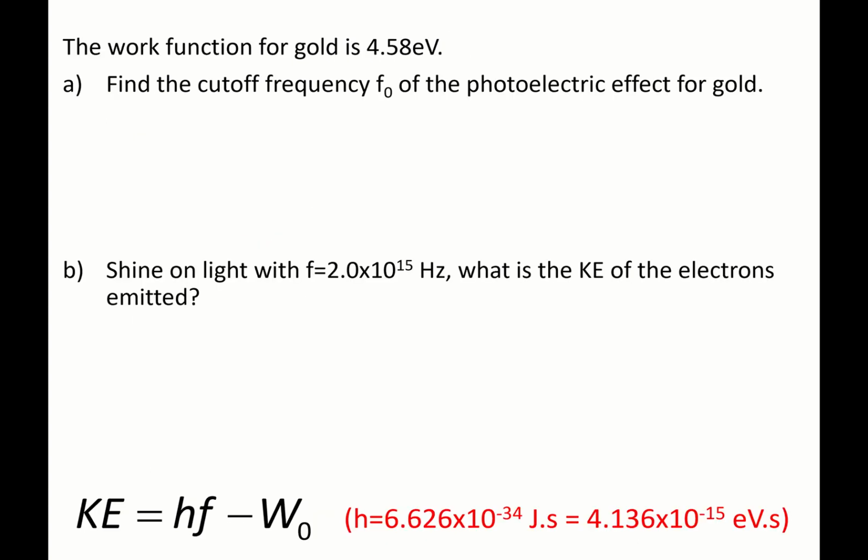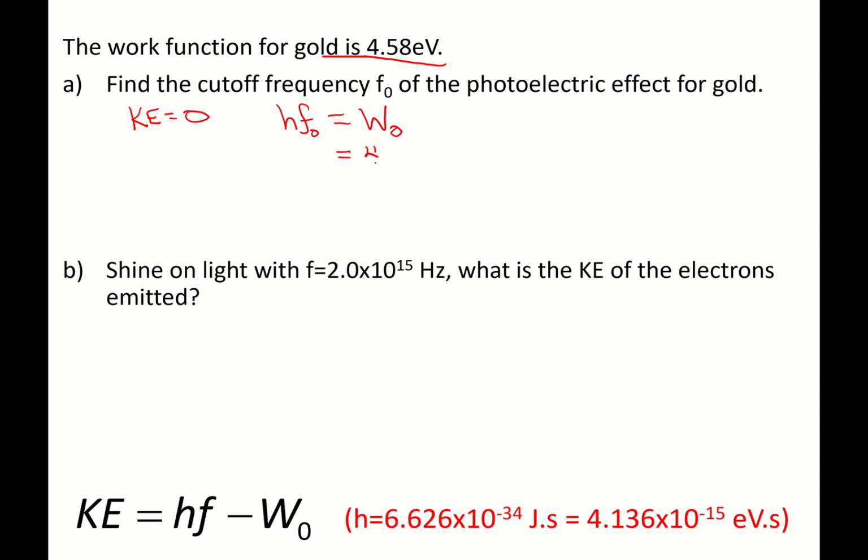So let's do some calculations. The work function for gold is 4.58 electron volts. So that's how much energy it's going to take to pull it out of the surface. We want to find out what's the minimum frequency of light for which you can pull electrons from the surface. So the minimum frequency would be where we have zero kinetic energy. And so then the energy of the light coming in, h times f0, is just going to be equal to the work function. So we've got our work function energy in electron volts.